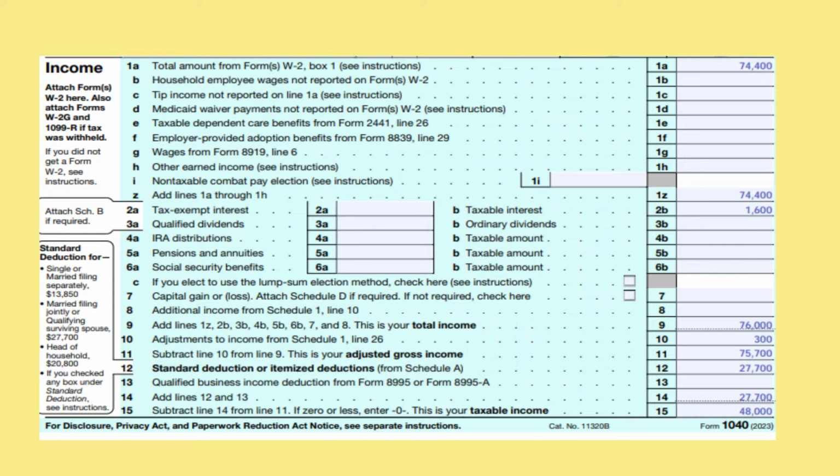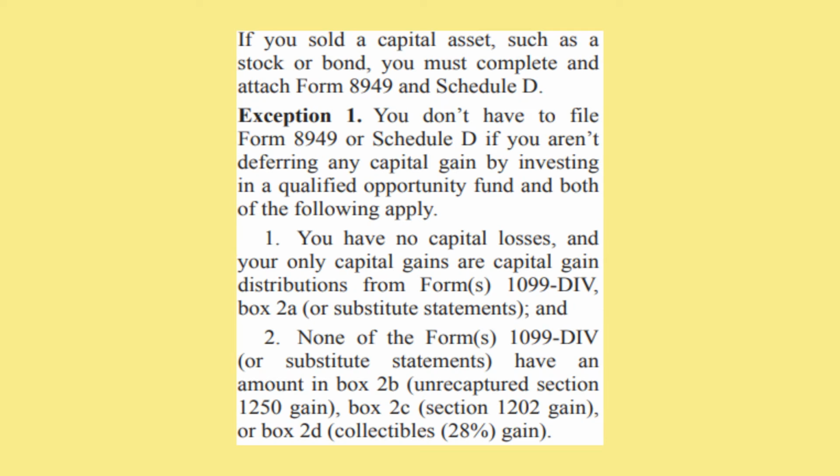The box on line 6C is for lump sum election. By checking this box, if some of your Social Security benefits are taxable and they include a lump sum from a prior year, you may be able to reduce the amount of the taxable portion. On line 7, put any capital gain or loss that you have. An example of this would be when you would sell a stock or a bond. Typically, you have to file Schedule D and Form 8949 with this, but there are some examples where this is not required, and I have listed them here.